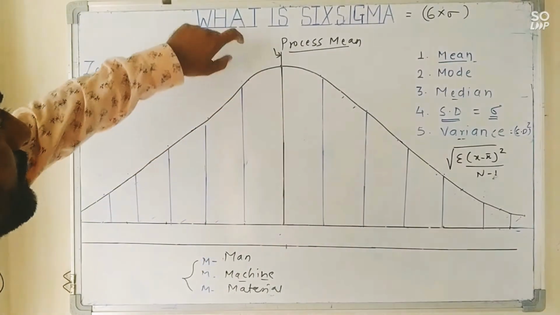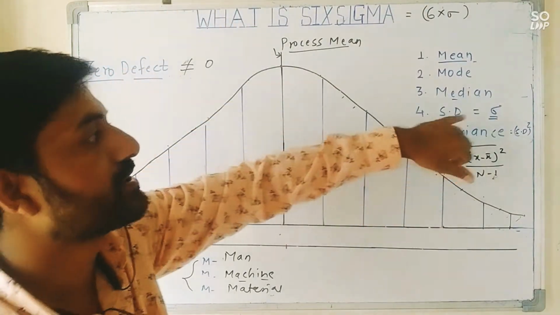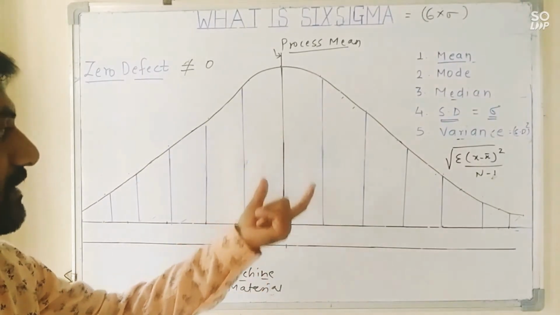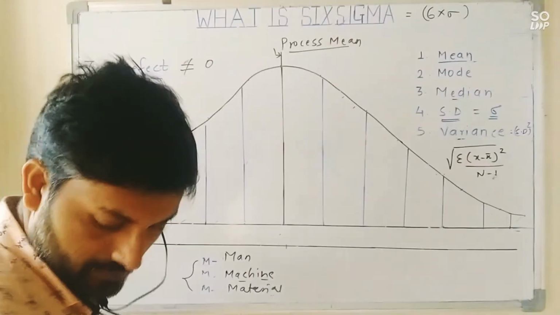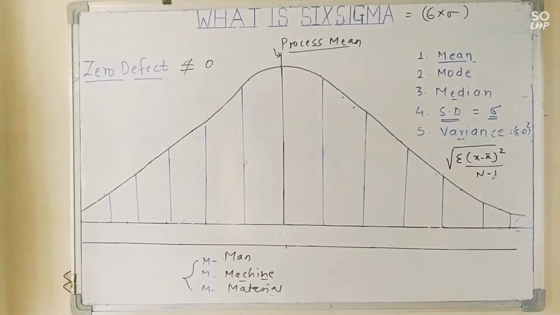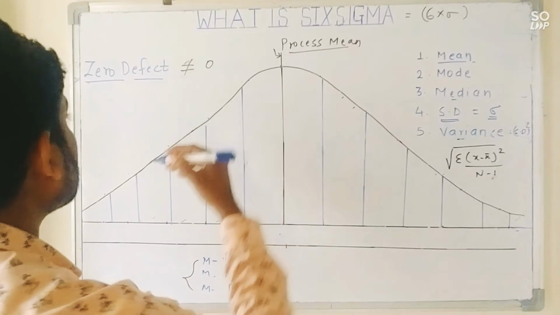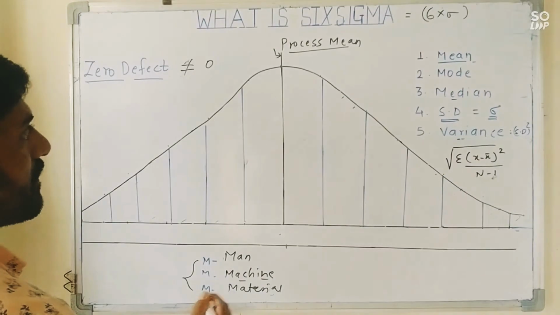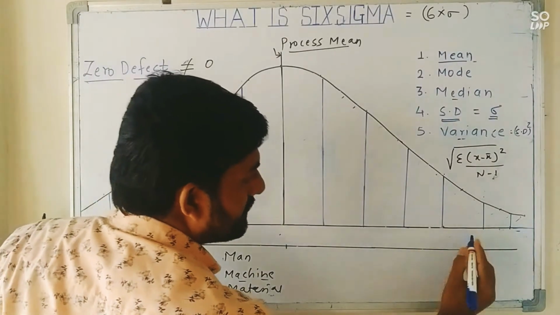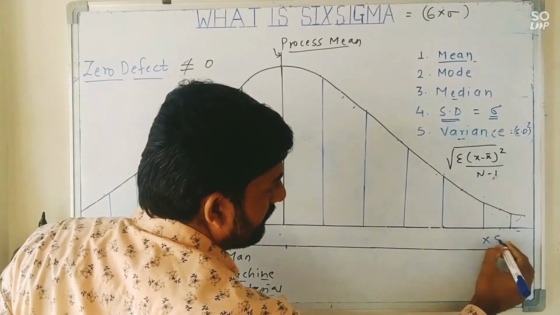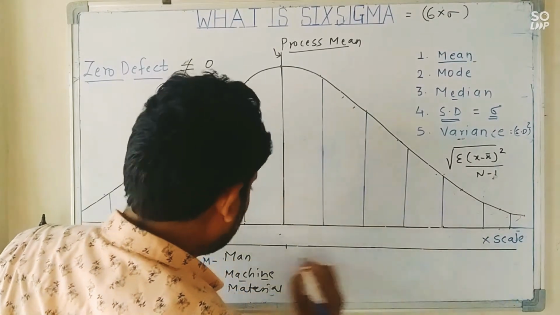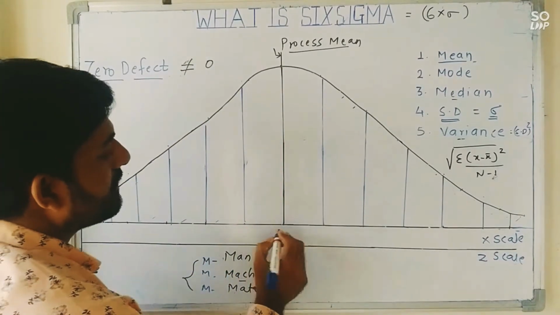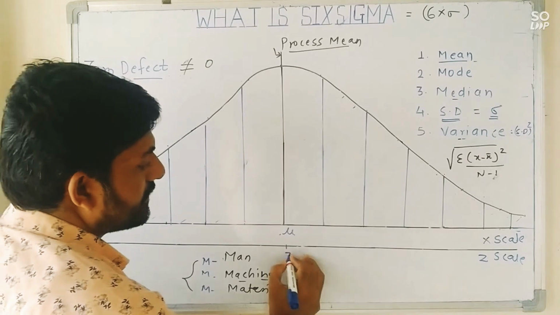So basically the Six Sigma concept came from standard deviation. Standard deviation tells us the central tendency of the given data, how that data lies. Just look at this graph. This is a normal distribution which follows the Gaussian distribution. This line is the x scale, and this second horizontal line is the z scale. This is the mean, mu, and this is z.